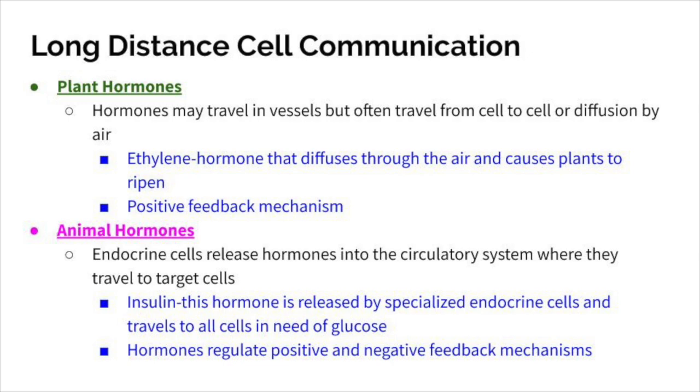In animal hormones, endocrine cells release hormones into the circulatory system where they travel to target cells. An example of this would be insulin. This hormone is released by specialized endocrine cells and travels to all cells that are in need of glucose. And hormones like this are able to regulate positive and negative feedback mechanisms. These two examples are forms of long-distance cell communication because the signaling molecules, being the hormones, travel a long distance to communicate from cell to cell.